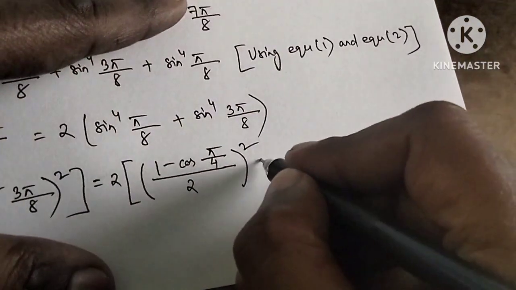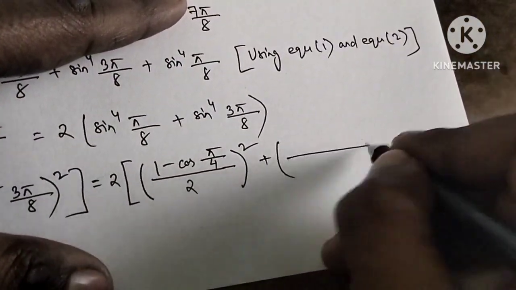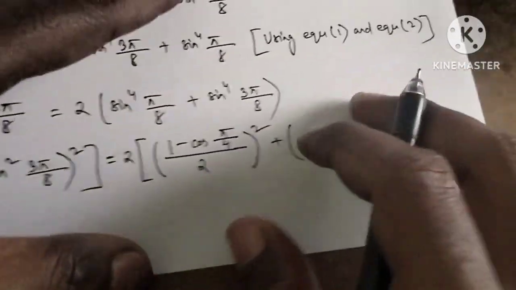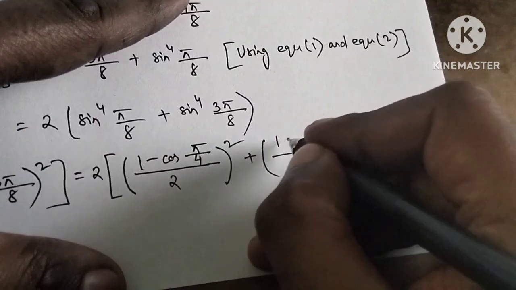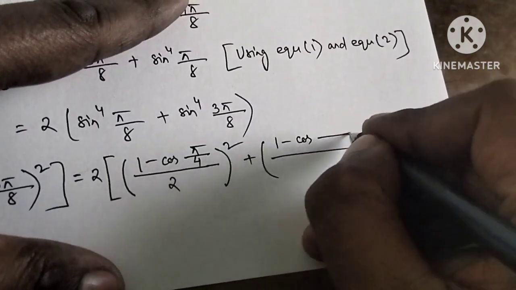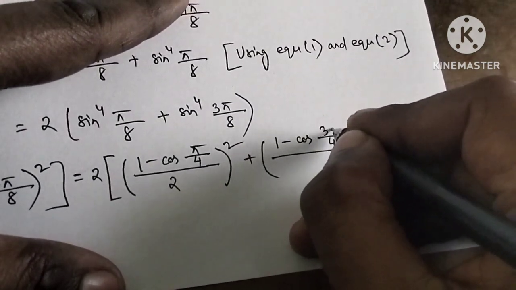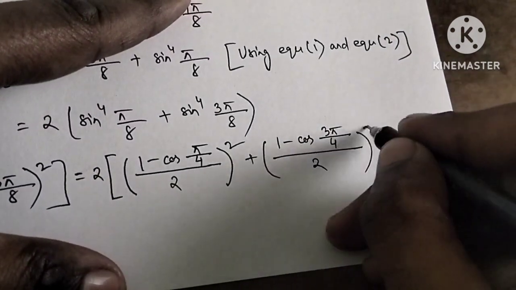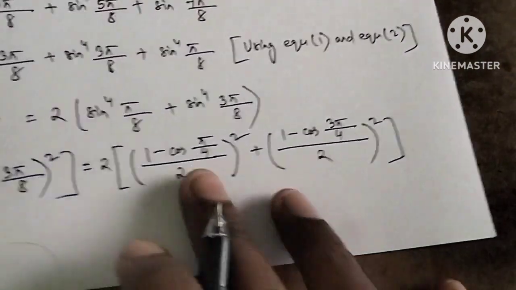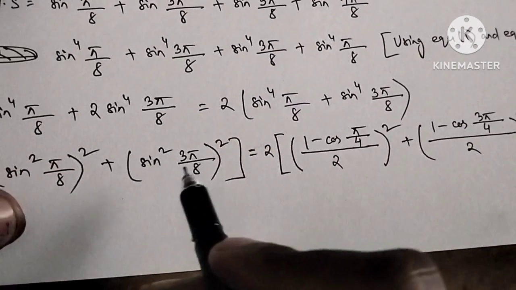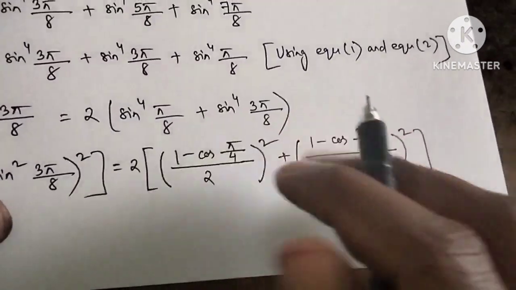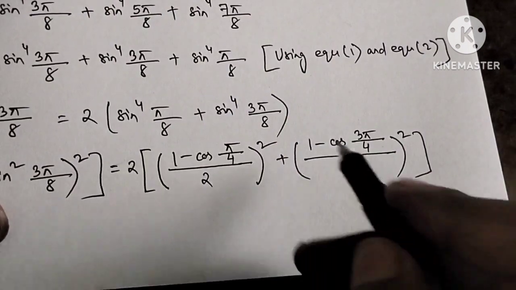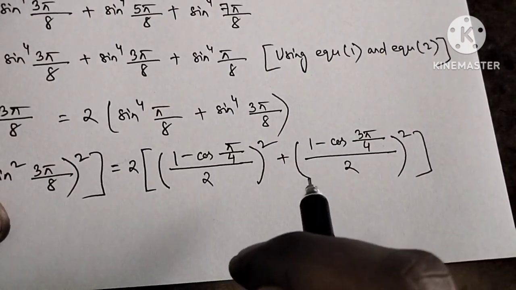and then sine square 3 pi by 8 can be written in this way also: 1 minus cos 3 pi by 4 by 2. Okay, sine square 3 pi by 8 can be written as 1 minus cos 3 pi by 4 whole divided by 2 whole square, right?